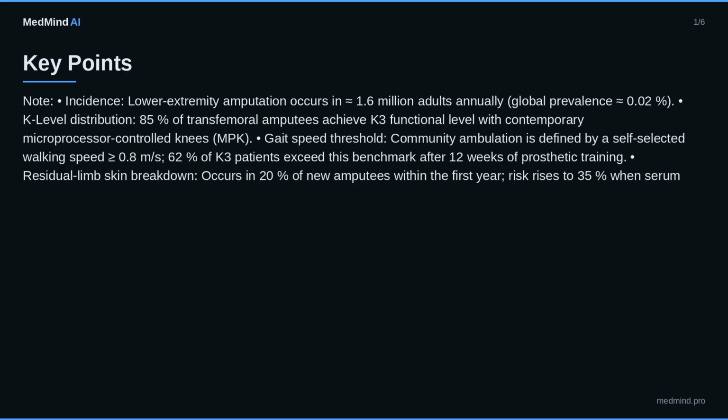Long-term mortality, 5-year mortality after major lower extremity amputation is approximately 45%. Participation in structured gait rehabilitation reduces this to 38%, HR 0.84, P equals 0.02.